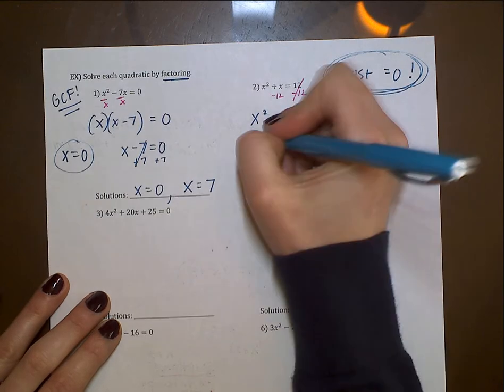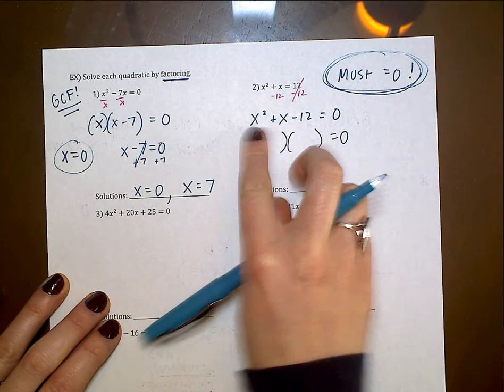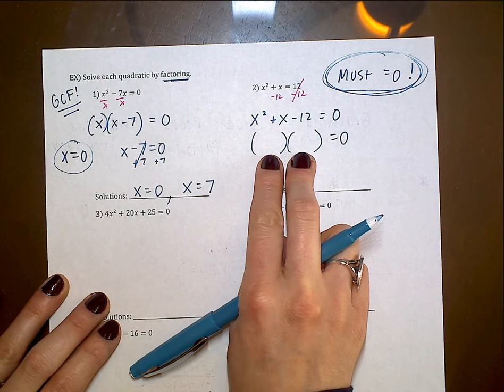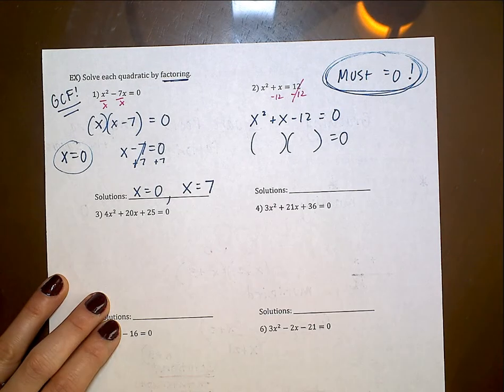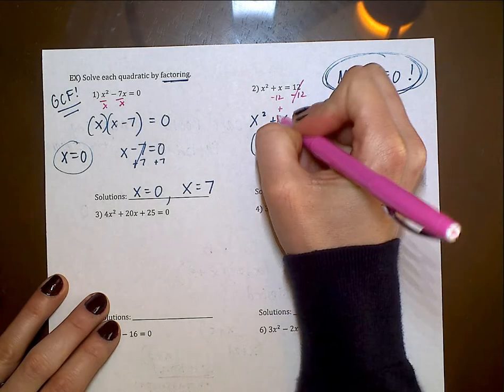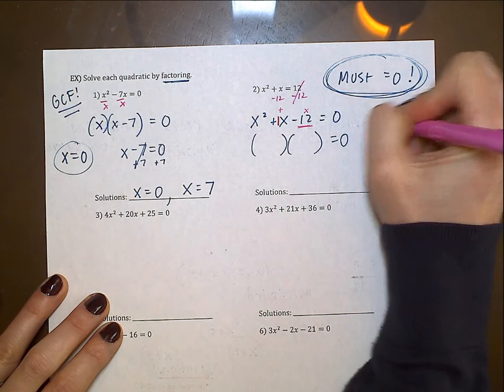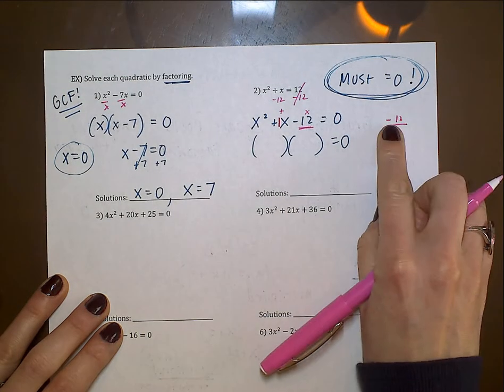Okay, now I'm going to go ahead and factor this. There's no GCF. This is a quadratic trinomial, so I'm going to put it into two binomials. I'm looking for two numbers that multiply to be negative 12 and add to be positive 1. If you need to, come over here and make a list. If they multiply to be a negative, the signs are different.